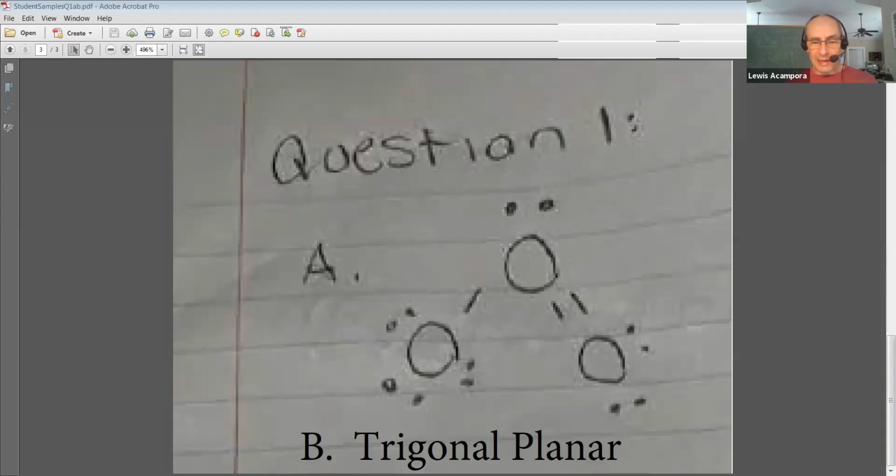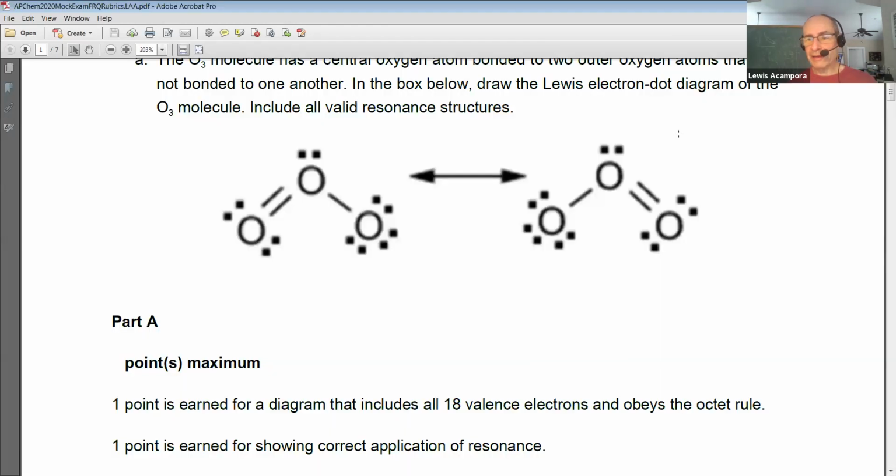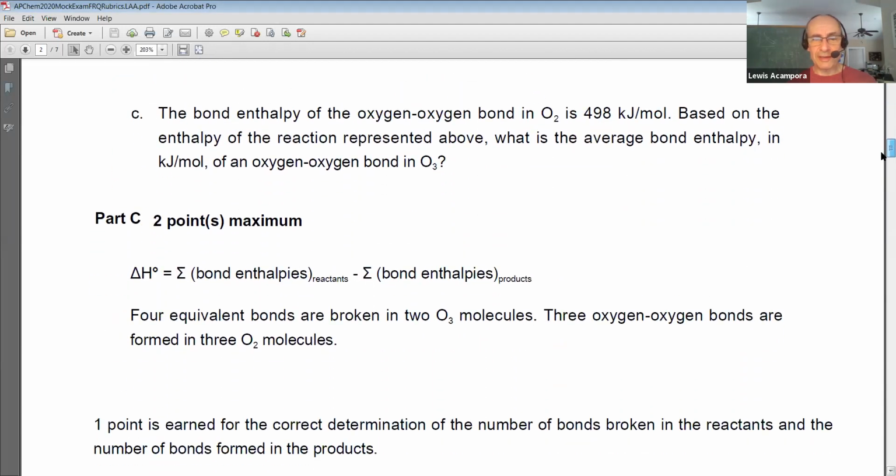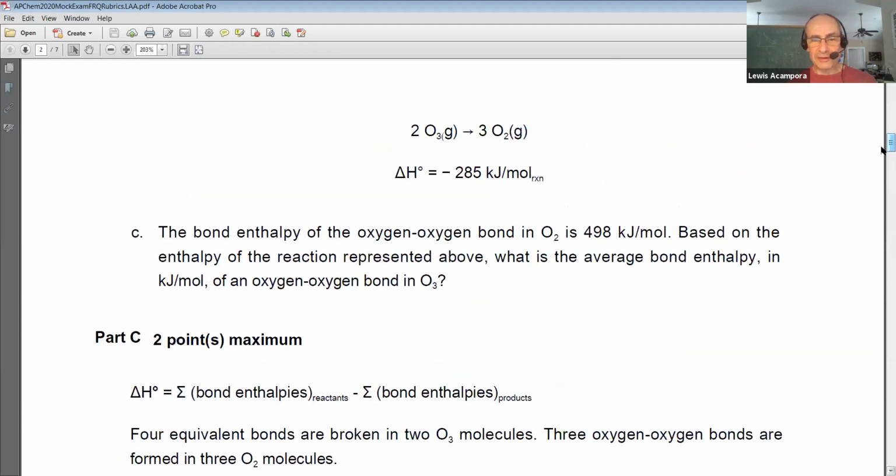Otherwise, I'm going to go and look at the published answers for part C. Hide that and come down here. So part C had a little bit of thermochemistry. Your students are given the decomposition of ozone into diatomic oxygen, given the value for the enthalpy of this reaction as negative 285 kilojoules per mole.